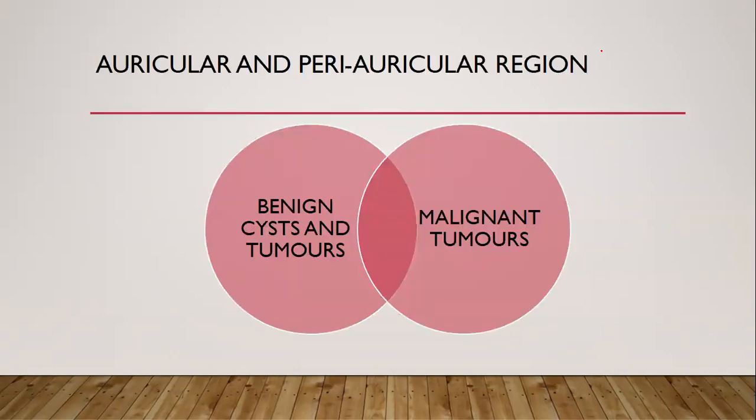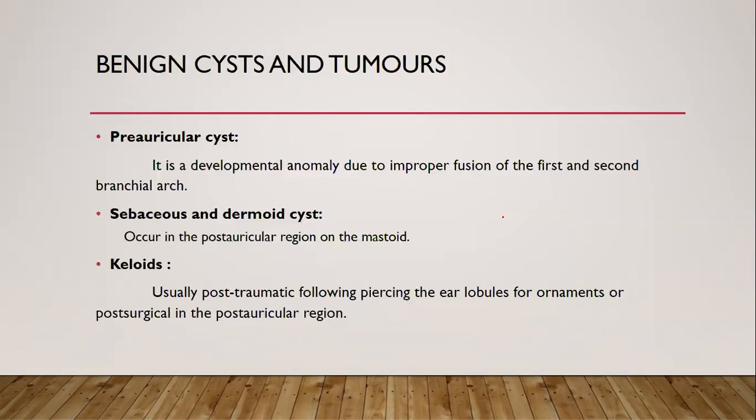Okay. So first we can discuss the auricular and periauricular region. The tumors here are of two forms. They are mainly classified into benign cysts and tumors, and malignant tumors. These are the two main forms of tumors that can be seen in the periauricular region.